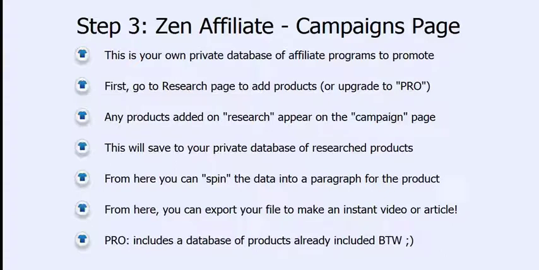We're going to talk about the Zen affiliate campaigns page, which is step 3. Step 1 was about choosing our niche. In step 2, we then added products on the research page for our niche, and in step 3 we're going to go into our campaigns page, view our products and create a campaign using the products that we have within our database.